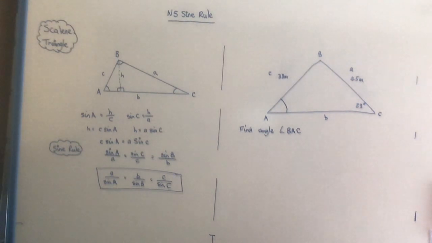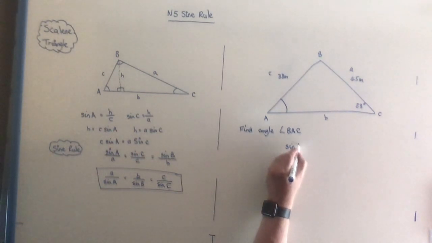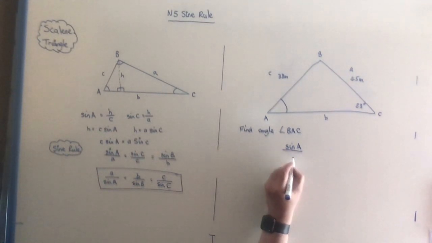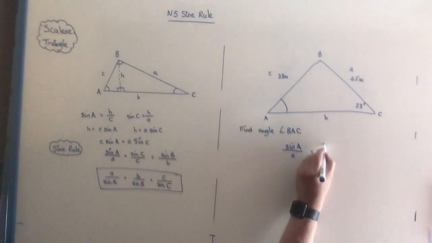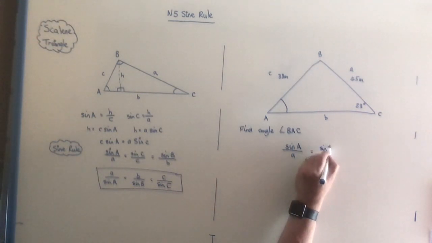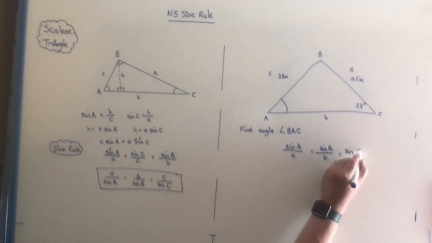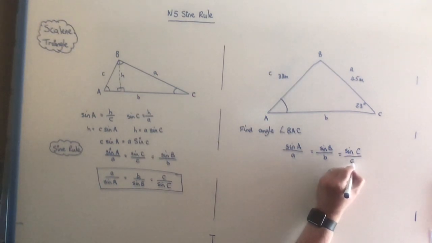Now I'm finding an angle this time, so I'm going to flip this formula and use the first one here. I think it should make it a wee bit easier for me. So sine A over small a, sine B over small b, and sine C over small c.